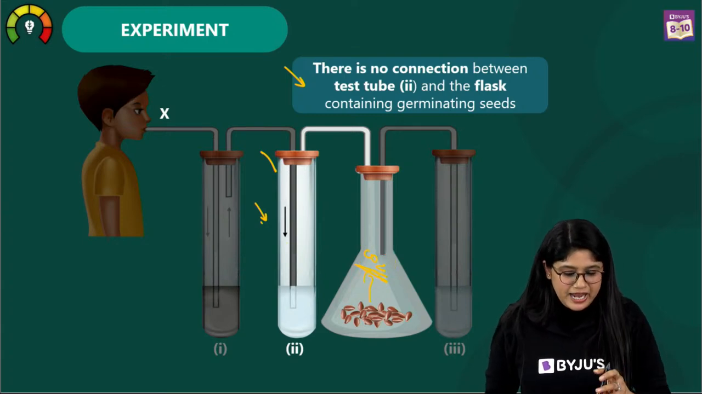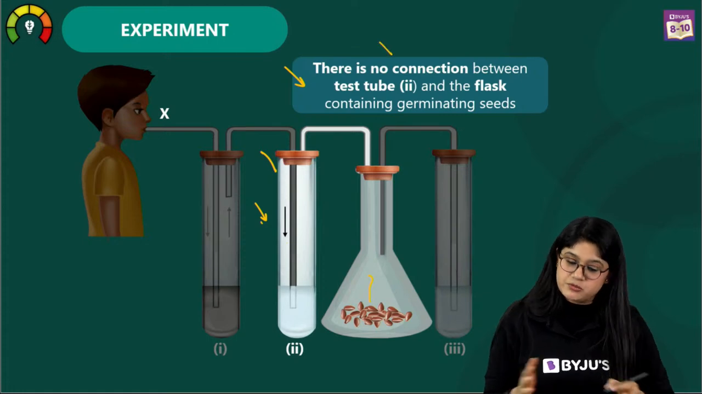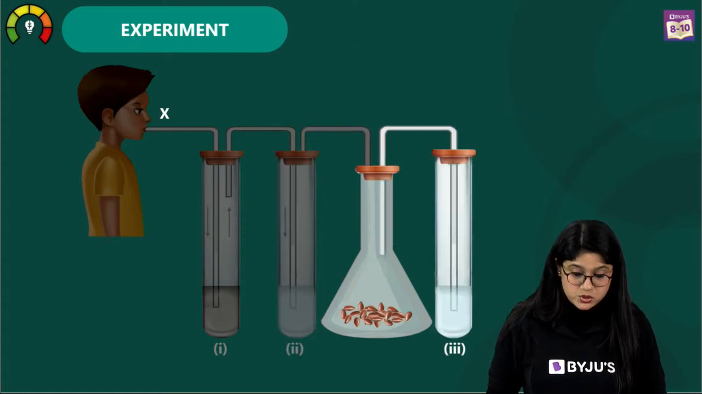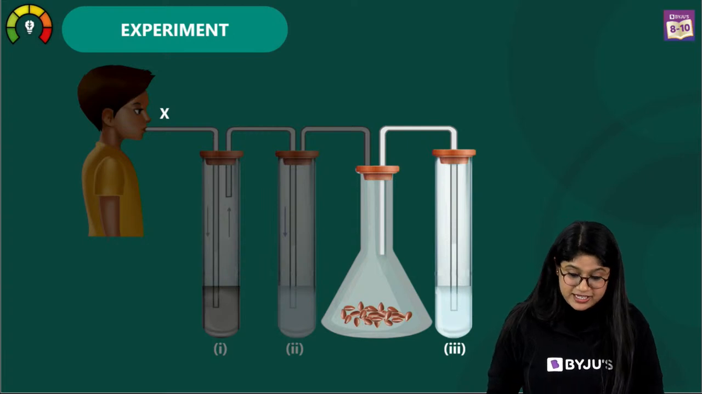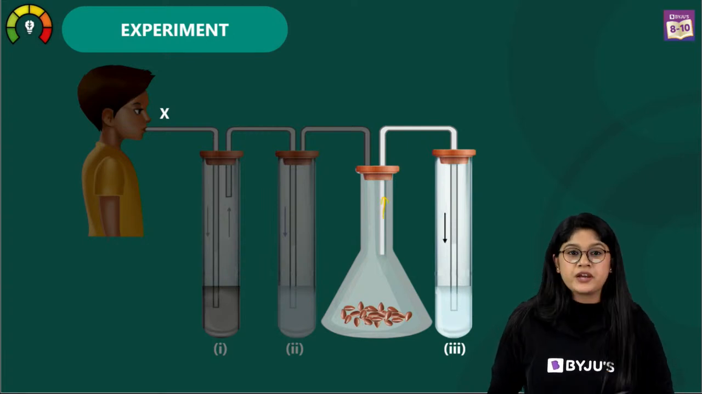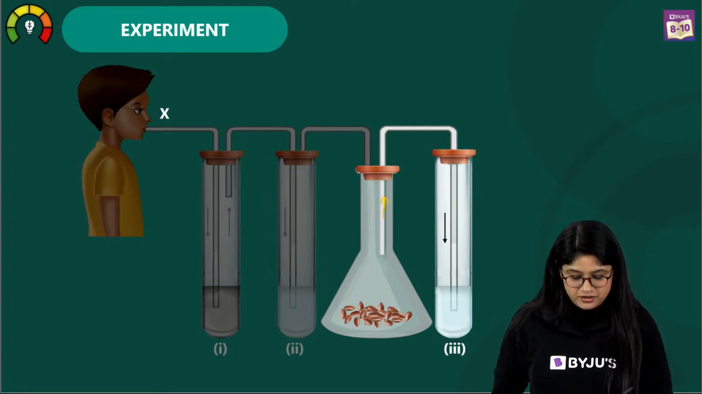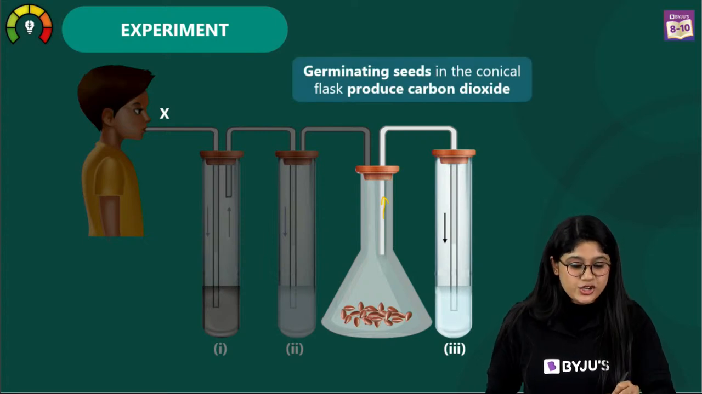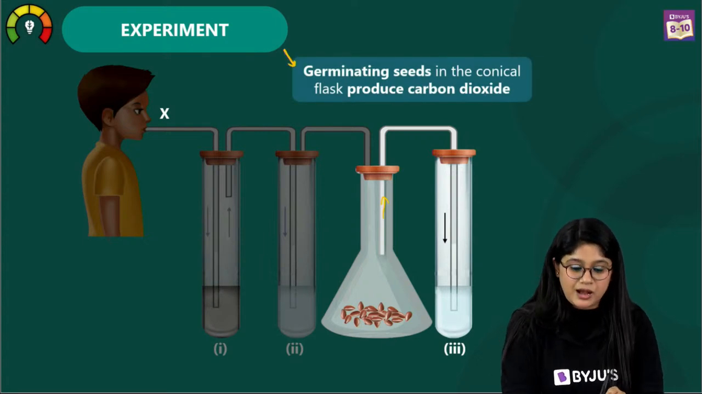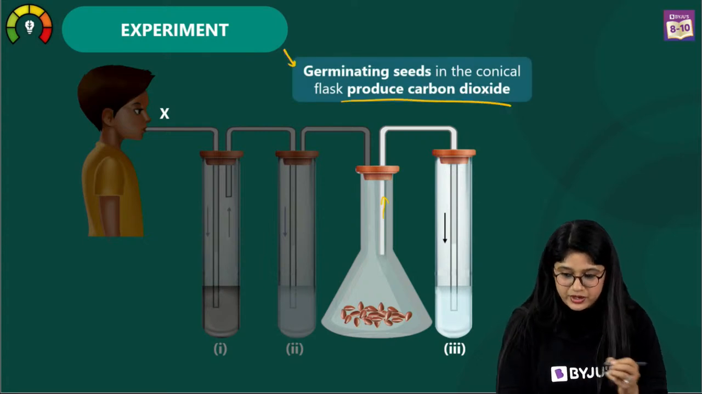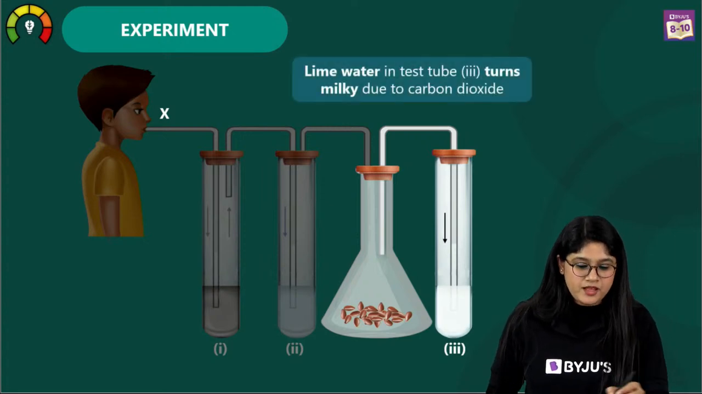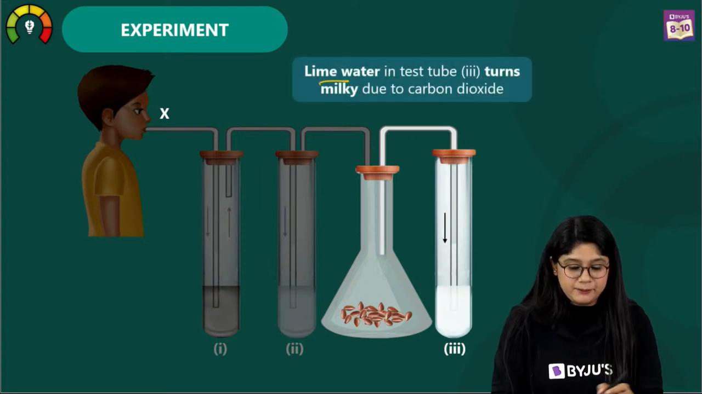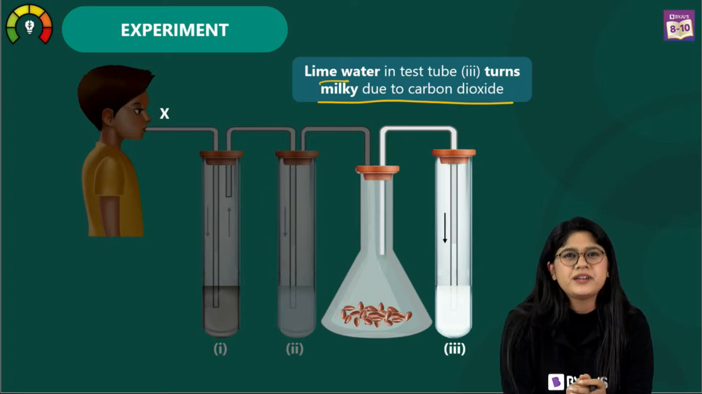Okay. Now, moving from here, there's no connection between these two, and we'll move to the next one. And what will happen over here? Let's see when the air passes over here. We will see the color change, right? The germinating seed which released the carbon dioxide will be moving from here to here. And of course, then we'll see the color change. And what will we see? The lime water in the test tube will be turning milky due to the carbon dioxide.